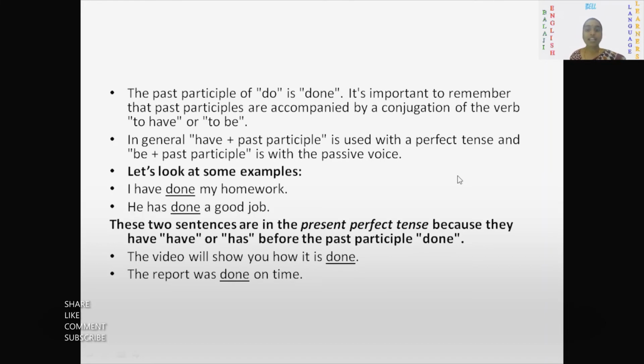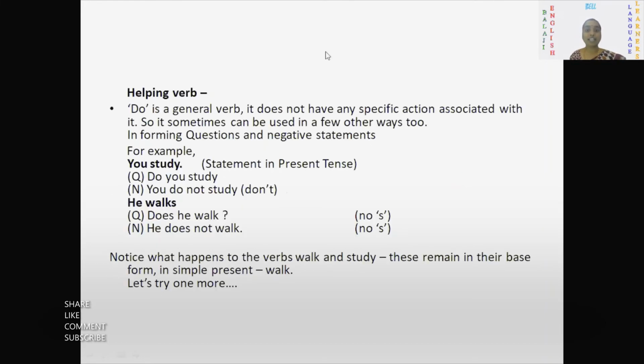Okay. Next, when we move on with the next one, nothing but the helping verbs. What are helping verbs for do now? Do is the general form, V1 form, and it does not have any specific action associated with it. Yes, it does not have any specific action associated with it. So, it sometimes can be used in few other ways also. What are those few other ways? Like questions and the negative statements.